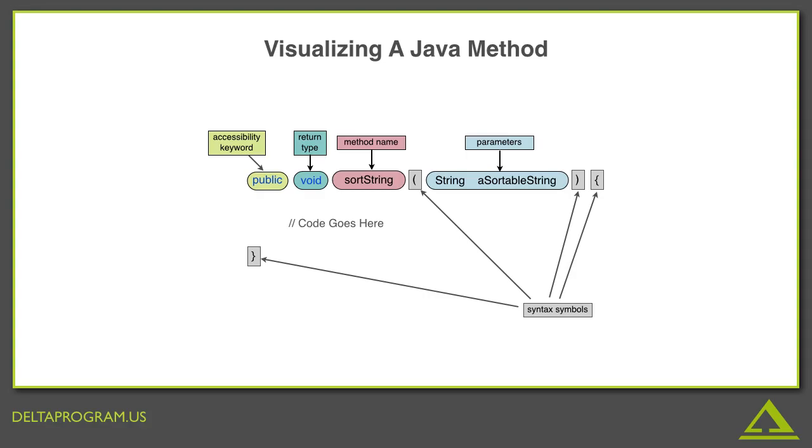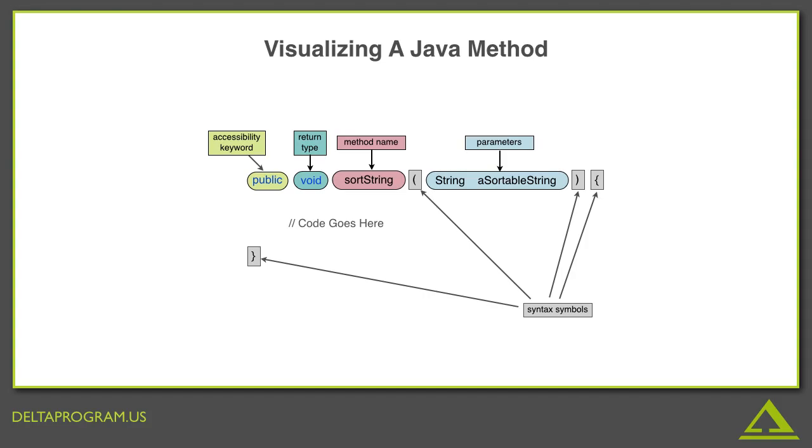The parentheses house a special part of the method signature, called the parameters. These are basically the inputs for the method. In other words, they are what the method requires you to give it in order to run properly. In a method signature, each parameter definition requires 2 things: a data type, in this case string, and a generic name, in this case a sortable string.